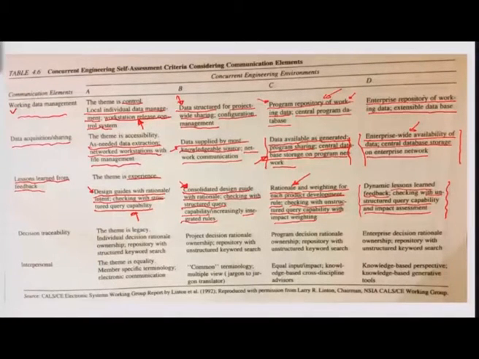Similarly, there could be decision traceability in terms of who is the owner of a particular decision. There could be an individual decision making rationale or ownership that could be used as a model for a certain work environment, or you could have a repository with structured keyword searches which pinpoints a certain center for a certain decision to emerge, something like that. There could be another level which talks about the project decision rationale ownership, repository with unstructured keyword searches.